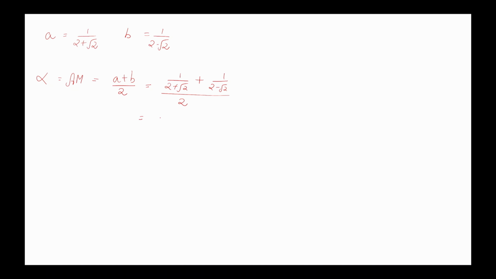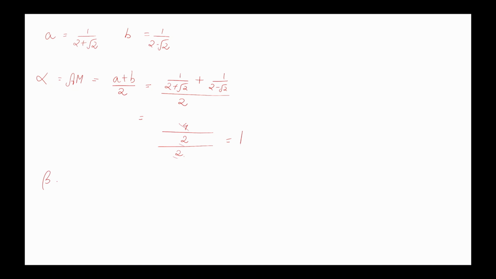So let me solve this. If I take the LCM, here I would have 4 minus 2, which makes it 2, whole divided by 2. Here I would have 2 − root 2 + 2 + root 2, so this would become 4. So basically this comes out to be 1, and this would cancel out all of them. So we would have 1.